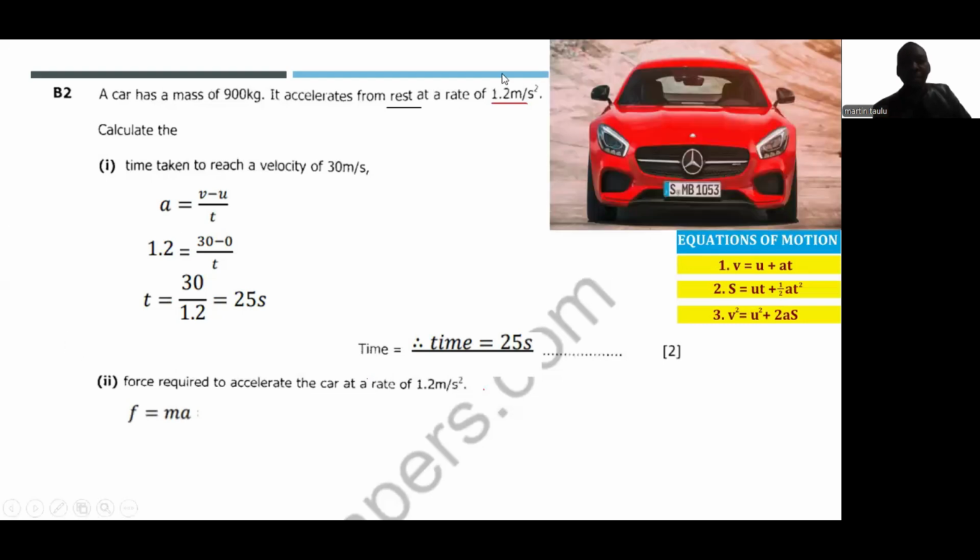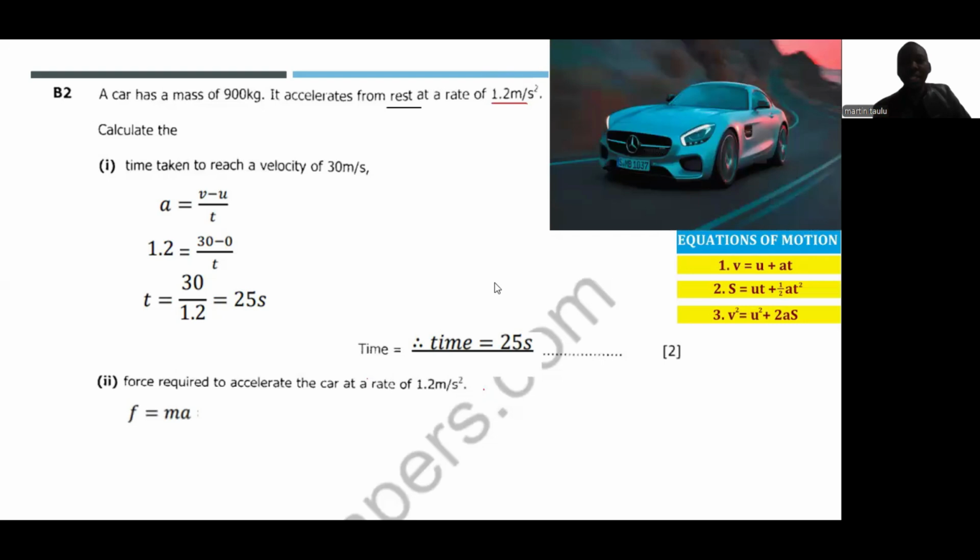According to our question, the mass that we are dealing with here is 900 kg. And by the way, make sure the mass is always in kg. When the mass is in grams, first of all, convert it to kg. So this one is in kgs. The mass is just okay. There is nothing to convert. And our acceleration, of course, is 1.2 meters per second squared.